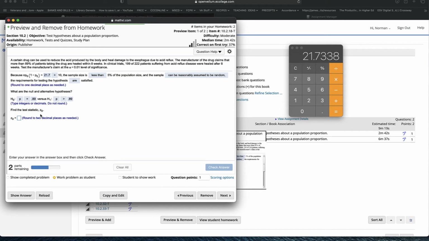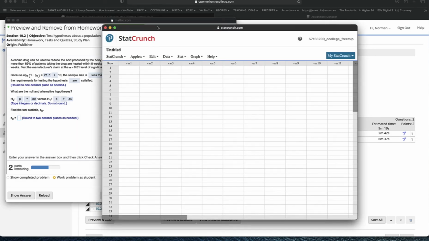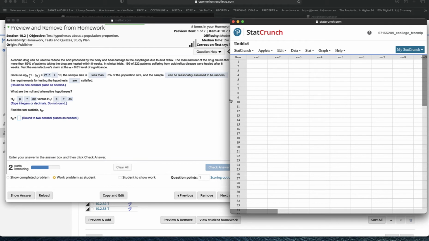Here we have to compute the test statistic. Normally, I would greatly recommend that if you want to compute this manually and use your calculator off to the side, feel free to go ahead. But at this point, I'm just going to fire up StatCrunch. We'll come over here to the question help and fire up StatCrunch. Hopefully it'll load for us. Some of you may have issues starting this up. Just close the window and restart.